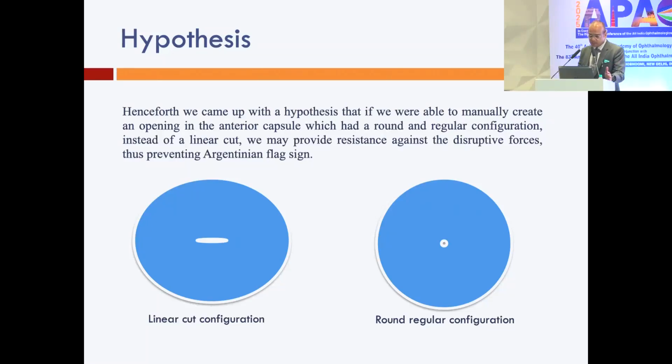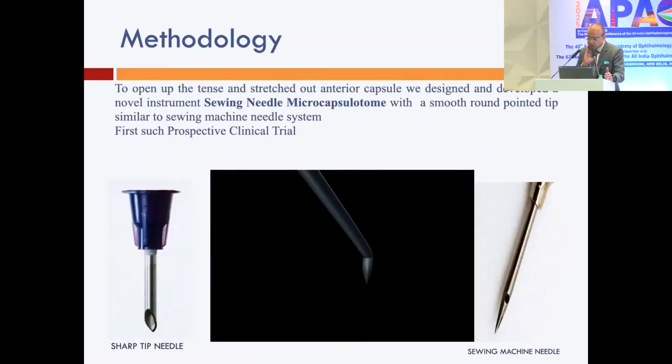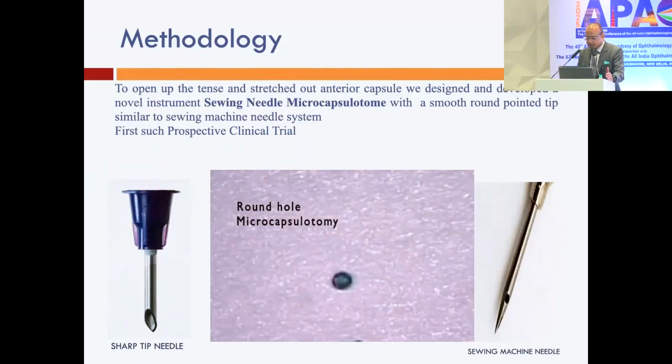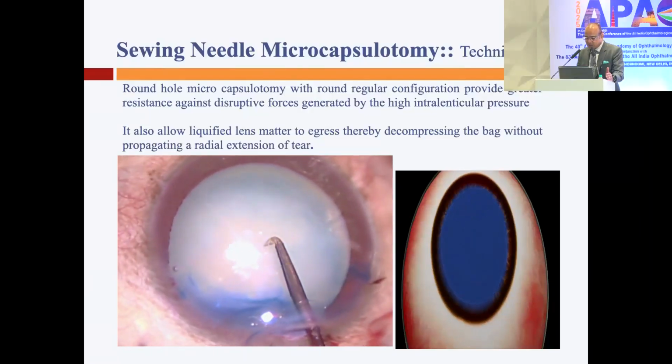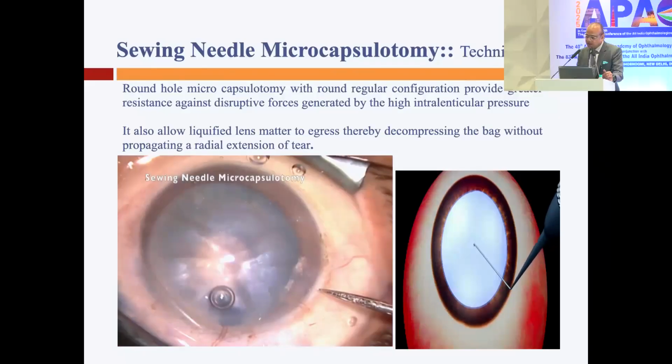So we came up with a hypothesis that if we manually create an opening in the anterior capsule with a round and regular configuration instead of a linear cut, we may provide resistance against the disruptive forces, and thus the Argentinian flag sign can be prevented. So we made this very simple novel instrument, the sieving needle microcapsulotomy, with a smooth rounded point tip similar to a sieving needle. As you can see, now the opening is round and regular. This is how it is done, a very simple technique: round hole microcapsulotomy.